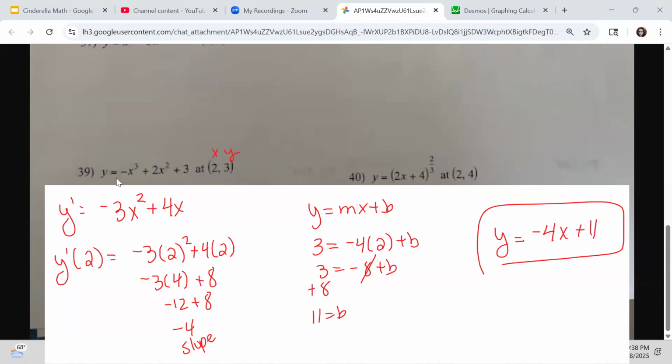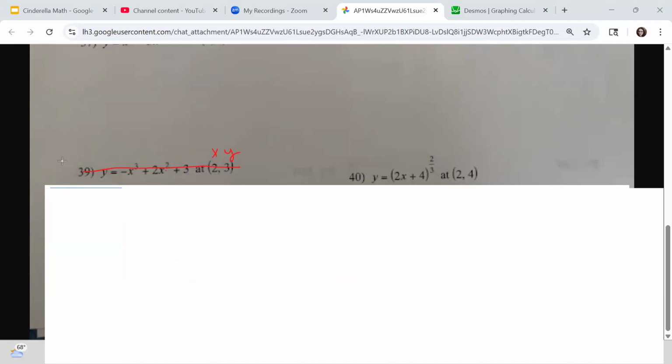That was 39. I'm going to scratch that one off, going to 40. This one is going to require a little bit more work to do the derivative because we need to do the chain rule. So this is 40, y prime. You will drop this down, keep what's in the parenthesis, subtract 1, so that's 2/3 minus a whole pizza, which is 3/3, so that'd be negative 1/3. And then times chain rule, the derivative of the parenthesis. So the derivative of 2x plus 4 would just be 2.